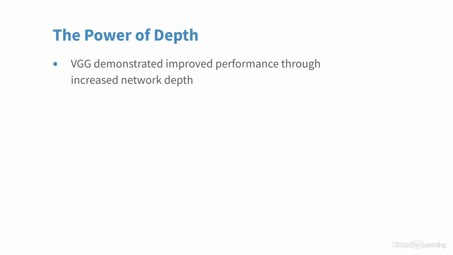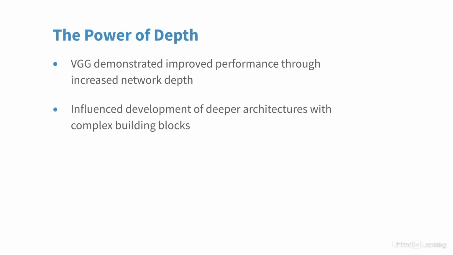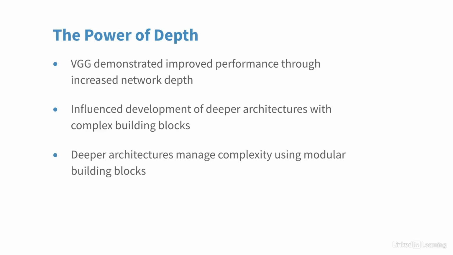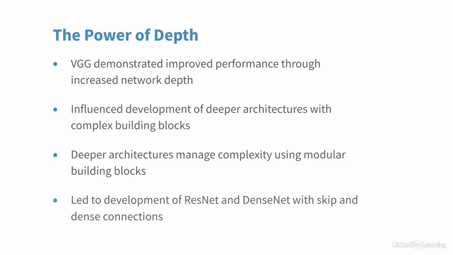VGG showed that increasing the depth of neural networks by stacking more layers can lead to improved performance. By demonstrating this, VGG encouraged the development of even deeper architectures with more complex building blocks. These deeper architectures often use modular building blocks to manage the increased complexity and to facilitate efficient training of deeper networks. This insight has driven the development of even deeper architectures such as ResNet and DenseNet, which employ skip connections and dense connections to effectively train very deep networks.